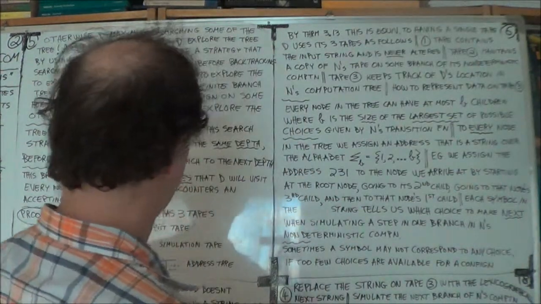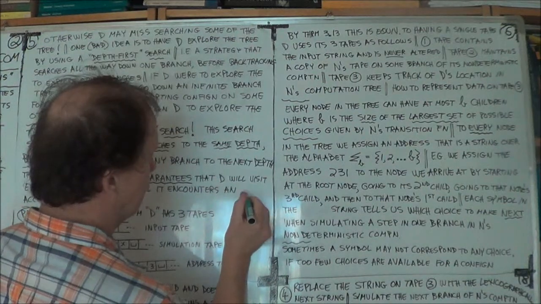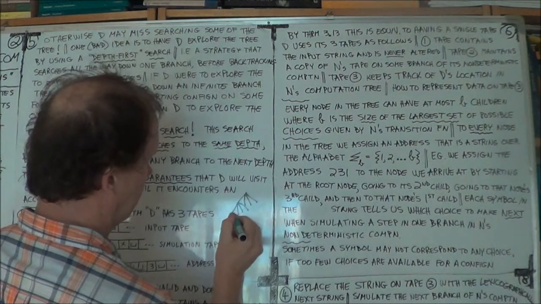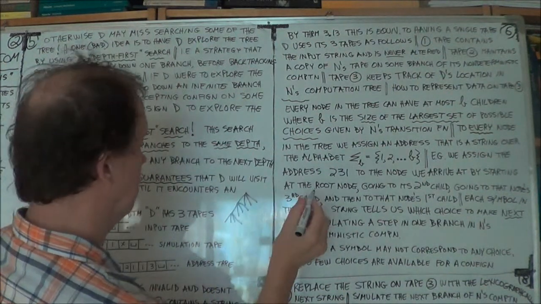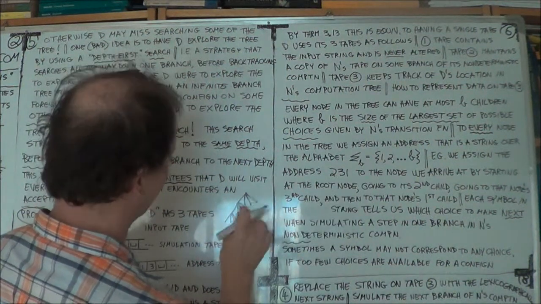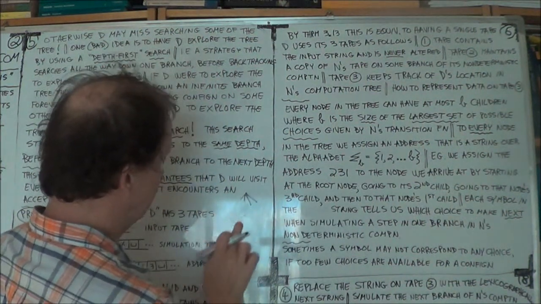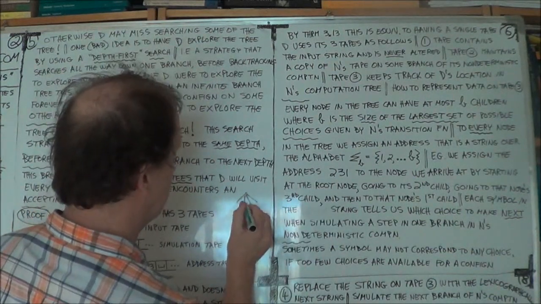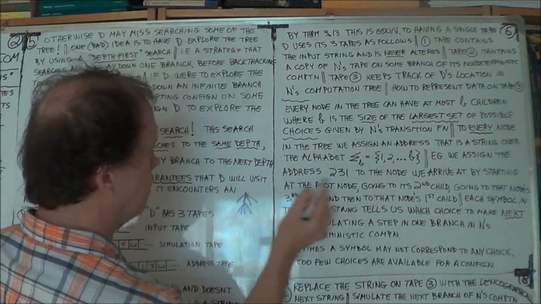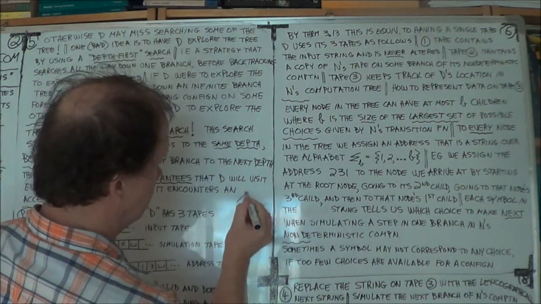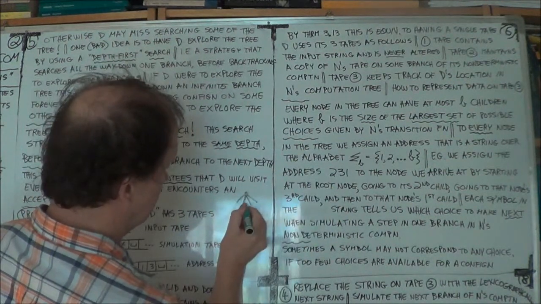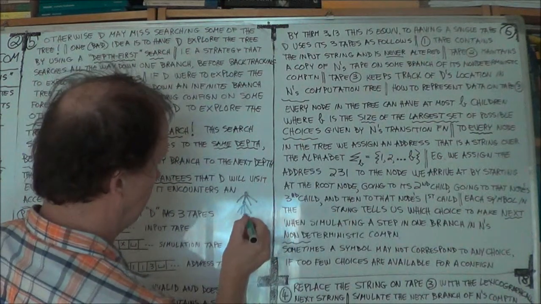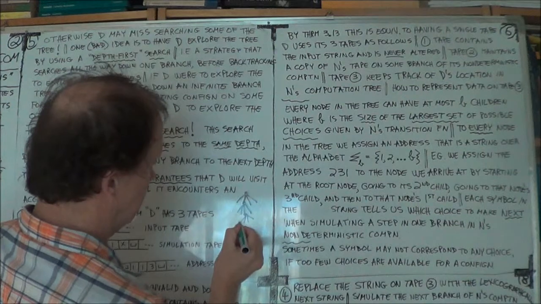So I could draw it. So just imagine. So you took the second option. Here's your root node, let's say. And then 2 will take you to that node there. And then 3 will take you to that node there. And 1 will take you to this node.